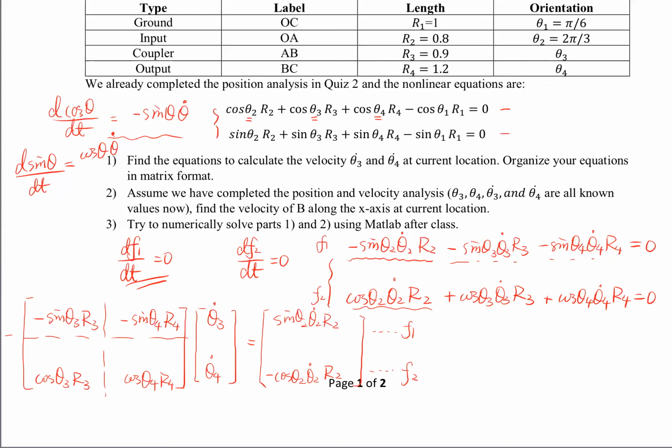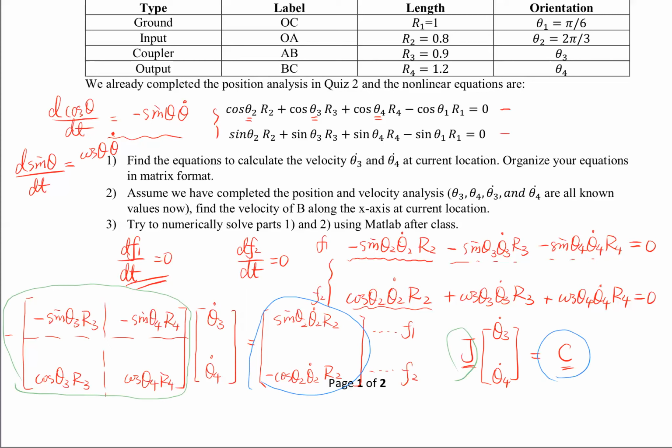In class, I also gave you another method: J times theta 3 dot, theta 4 dot equals C. This J is your Jacobian matrix, and C we name the constant matrix. As you can see here, this big matrix is your Jacobian, and this column vector is your constant column vector. The reason I name it this way is that it's going to help you with acceleration analysis. For example, if we need to do acceleration analysis for this problem, you don't have to calculate one more time derivative for these two equations again. You can directly start from this matrix format.